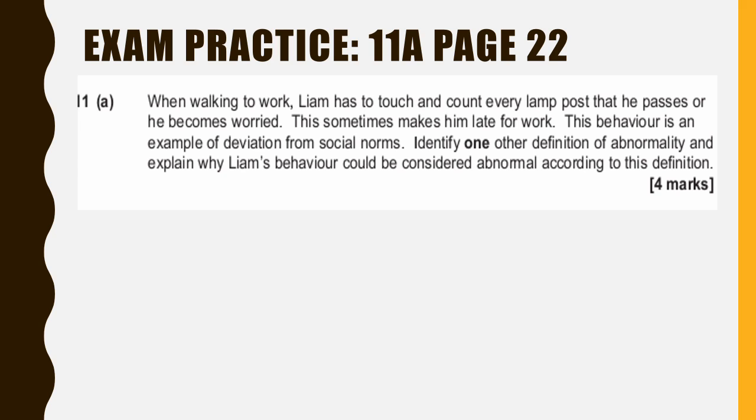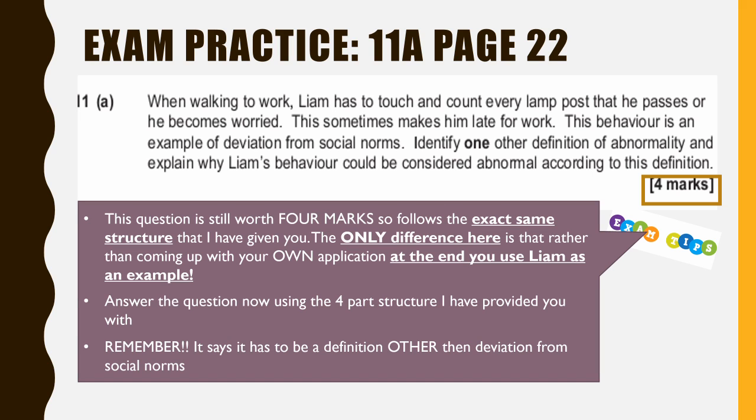So, when walking to work, Liam has to touch and count every lamppost that he passes or he becomes very worried. This sometimes makes him late for work. This behaviour is an example of deviation from social norms. Identify one other definition of abnormality and explain why Liam's behaviour could be considered abnormal according to this definition. So it's for 4 marks.